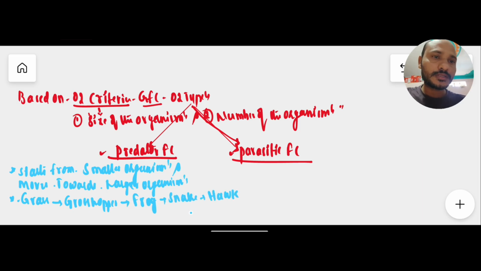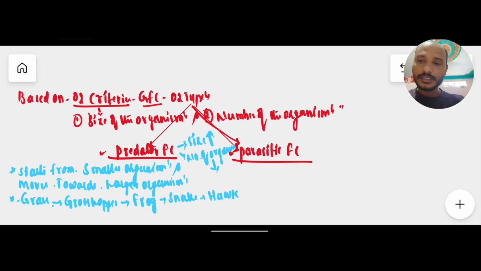If you observe this food chain, at the producer level, grass is a smaller organism. At the top carnivore level, the hawk is bigger than the producers. From grass to hawk, the size increases and the number of organisms decreases. So that is why this predator food chain is one in which size increases but the number of organisms decreases. This is the important concept in predator food chains.